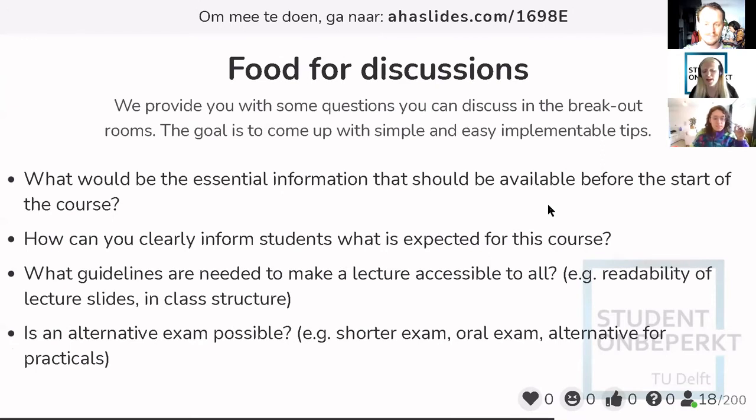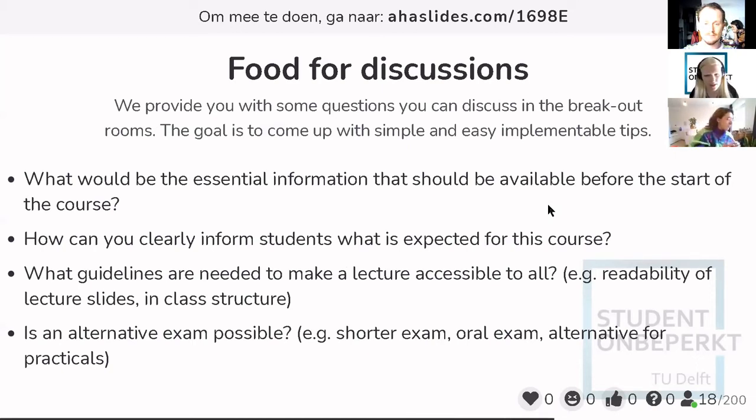So we already had a lot of examples of areas that you think would be improved. I also, just to make sure, made a list of things that you could, for example, talk about. So, for example, what would be the essential information that should be available before the start of the course? A study guide contains some info. The study guide website contains some information, but it's not always sufficient. So, how do you take care of the information so that students can prepare for their lectures, and of course the whole course?